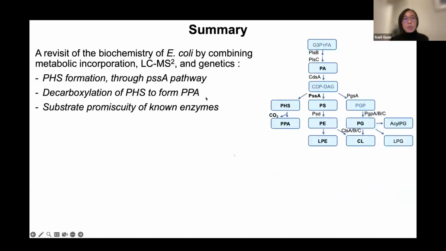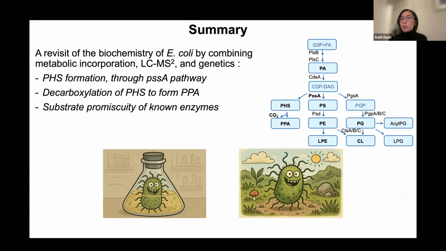So this study overall allowed us to look at the remodeling of E. coli and has helped us to revisit the biochemistry of E. coli through the combination of metabolic incorporation, LCMS with tandem mass spec, and genetics. We have shown that E. coli can make PHS through the PSSA pathway, and PHS can be decarboxylated to form PPA. We have also demonstrated the substrate promiscuity of known enzymes, and this led us to a stronger reflection.